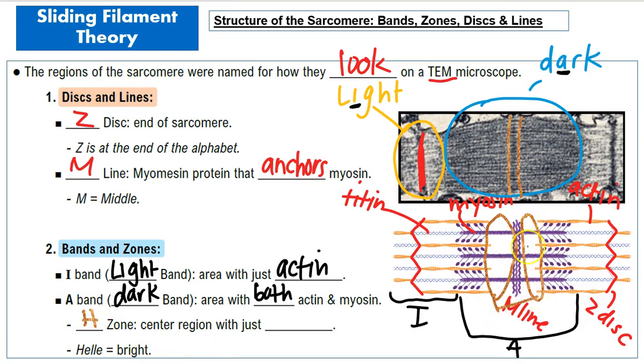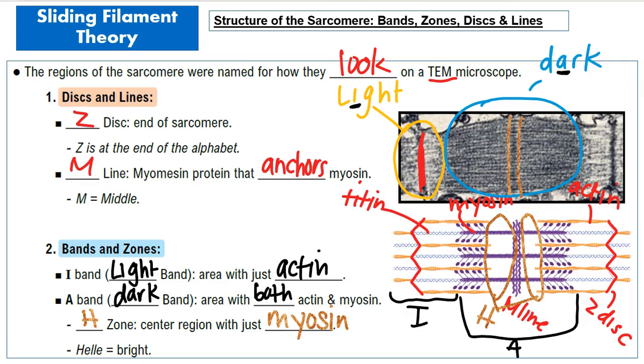Okay? And it looks like an H. That's called the H zone. And this area just has myosin, as we can see. And it's called the H zone because that's going to be a little area of brightness where you're like, hey, this is the dark region, but I see a little bit of brightness. That's because H means bright.